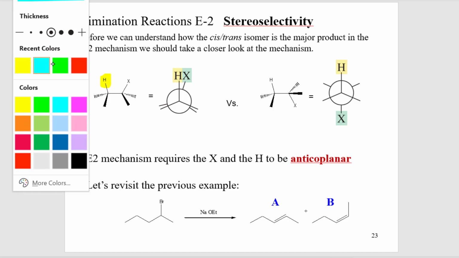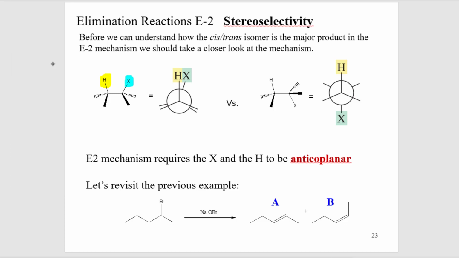The hydrogen that I remove has to be anti to the leaving group. Okay, so I've color-coded these. As drawn, if you were to turn the molecule into its Newman projection, you can see, even from the side view, that the hydrogen and the leaving group are on the same side. They're both up. So the Newman projection reflects that.